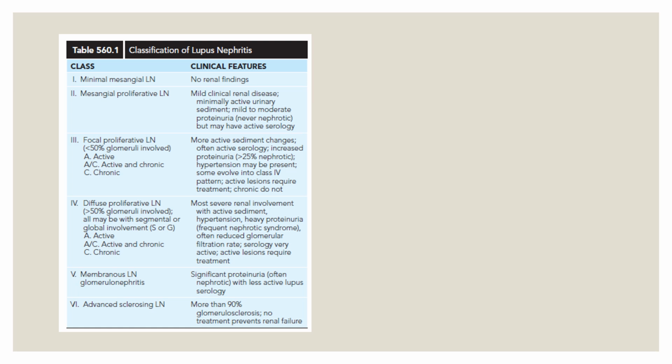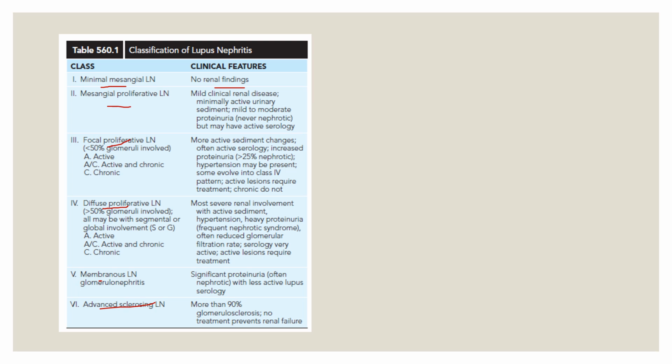Lupus nephritis, they are classified into 6 classes. Okay, 6 classes, and they include minimal mesangial, mesangial proliferative, focal proliferative, diffuse proliferative, membranous, and advanced sclerosing. Minimal is there are no renal findings. Mesangial proliferative is a mild clinical renal disease. There is mild to moderate proteinuria.